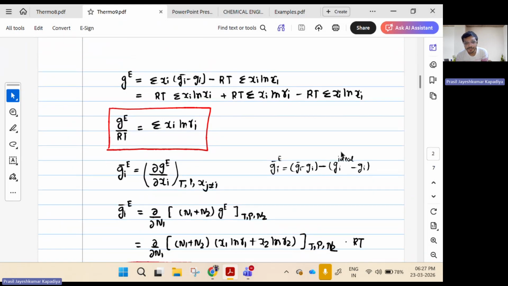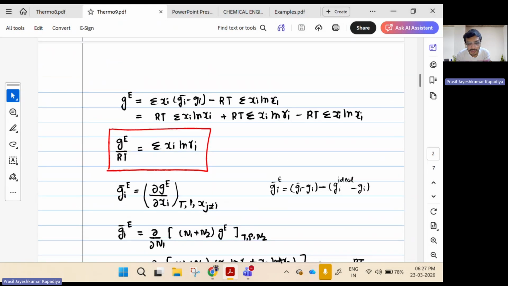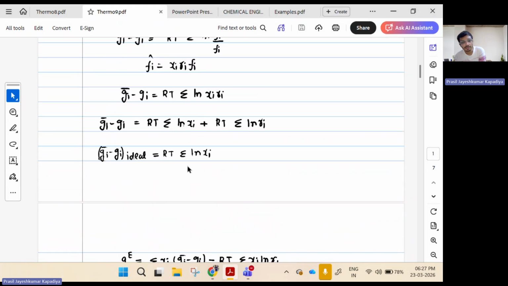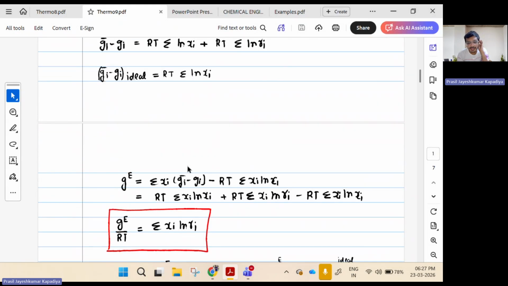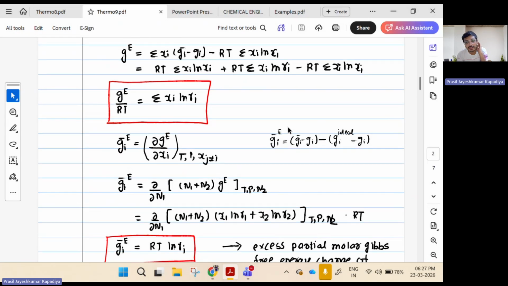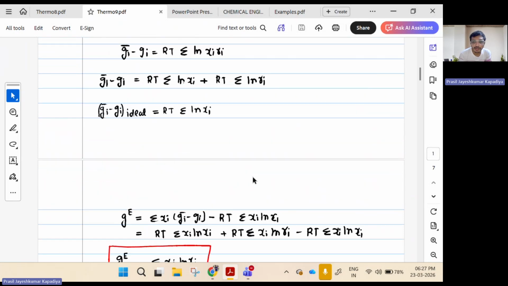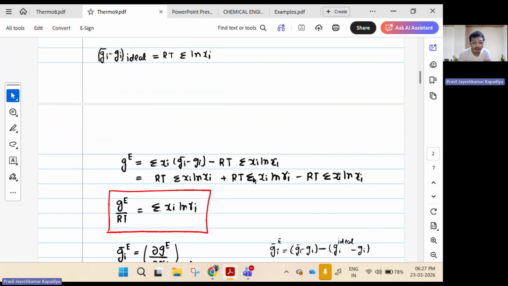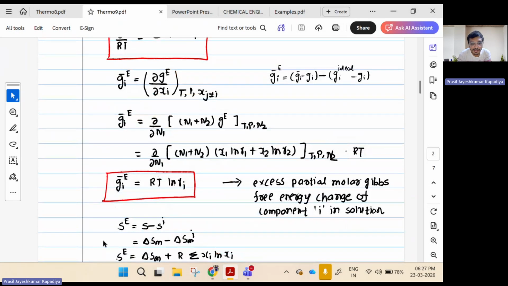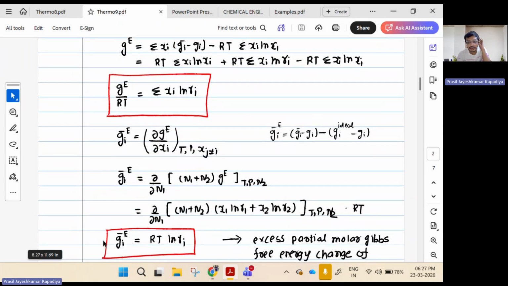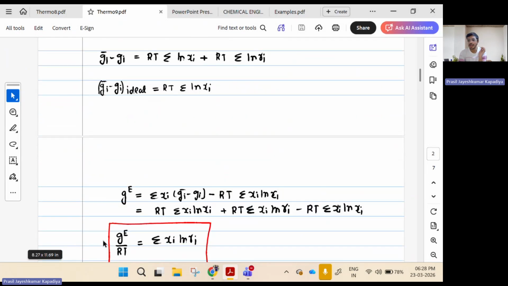Let's not go this route. Okay, so we have these two terms, this term and this term. So what will be my Gi bar excess? Gi bar excess will be this term minus this term. So I will be remaining only with RT ln gamma i. That will be my Gi bar excess, RT ln gamma i. I am writing it just for one component.